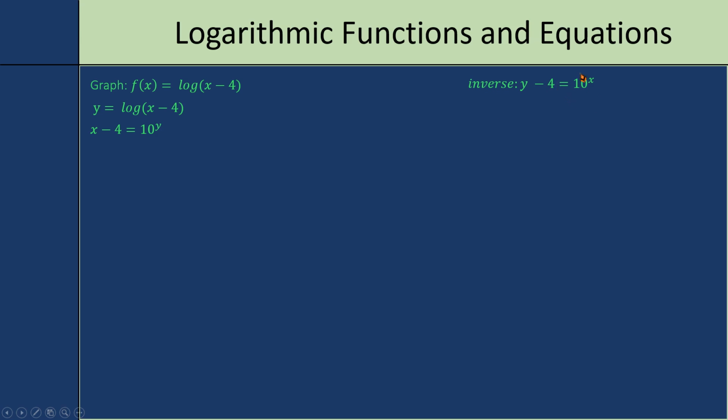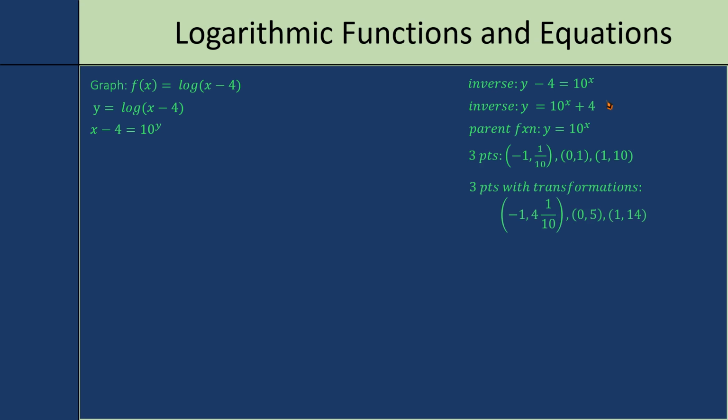You see, now this is a lot easier, because you're solving for y, you don't want y to be the exponent, you want y down here. So then it's just add 4 to both sides. Here's my inverse: y is equal to 10 to the x plus 4. It's just a regular exponential function. Now I do the parent function, which is y is equal to 10 to the x. Then I do my 3 points: negative 1, 1/10; 0, 1; 1, 10. And then I do the transformation. Of course, I have to add 4 to the y's, right? So add 4, I have negative 1, 4 and 1/10; 0, 5; 1, 14.